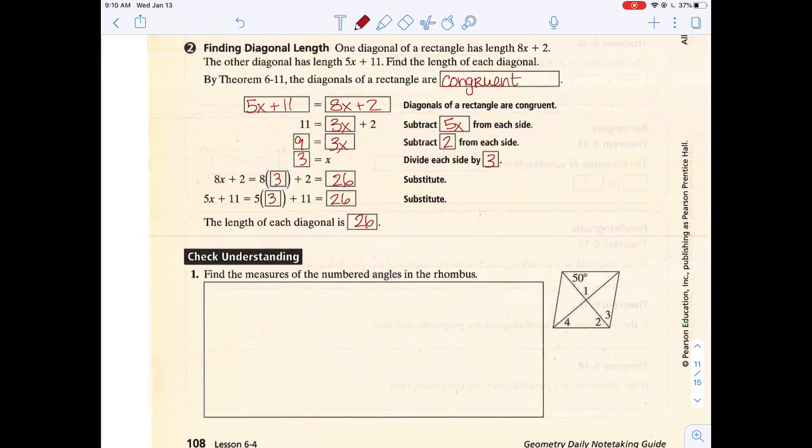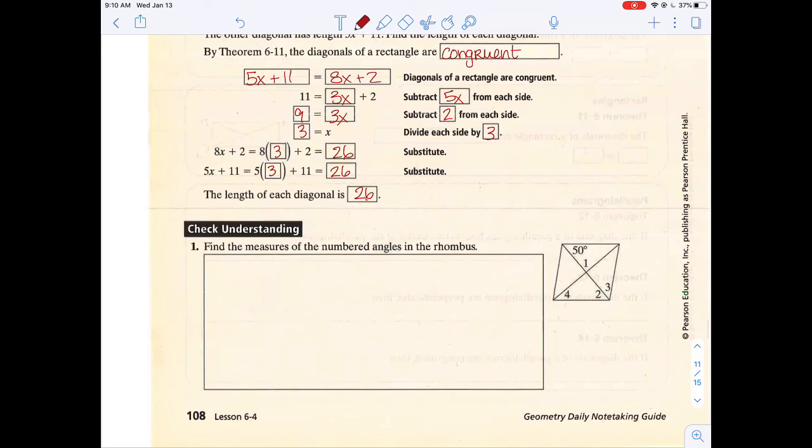Okay, and then I'm just going to have you do this one check for understanding problem on page 108. Find the measure of the numbered angles in the rhombus. And remember that the diagonals bisect each other, so that should help you figure some of those out. I will make a video about how to do that. So right now, go ahead and get started on that problem.